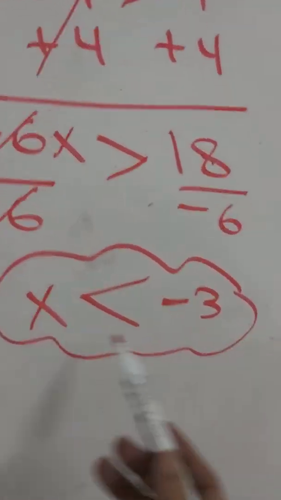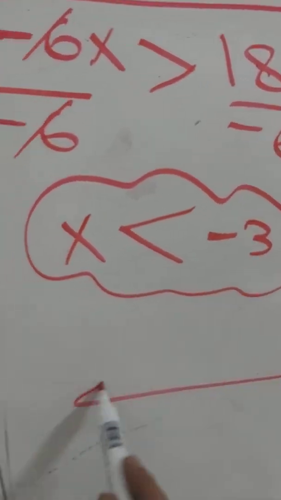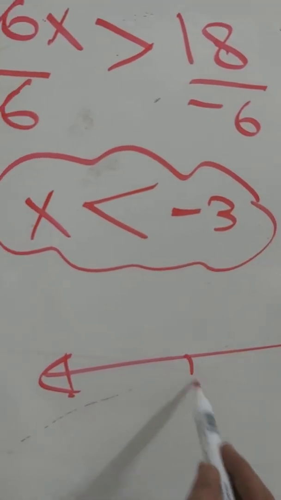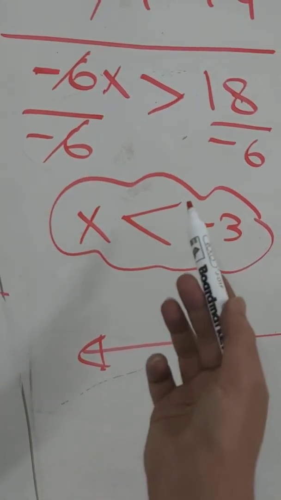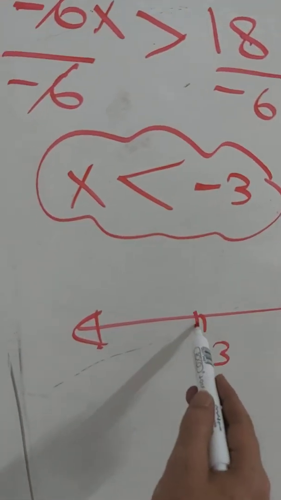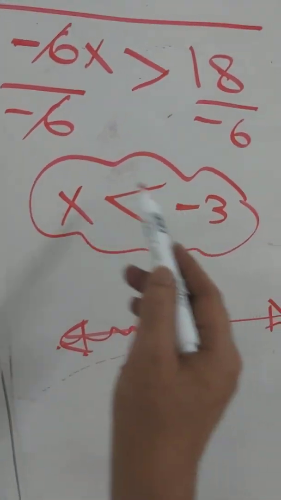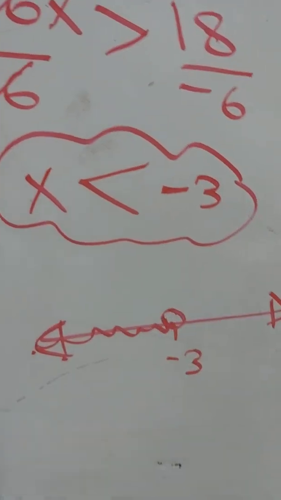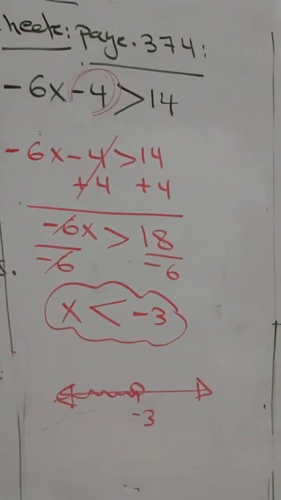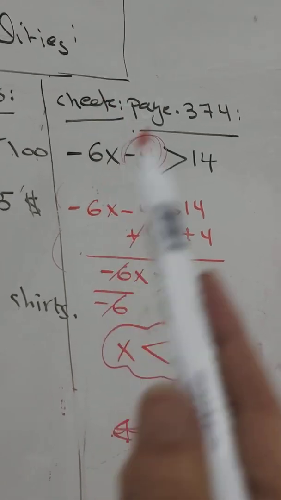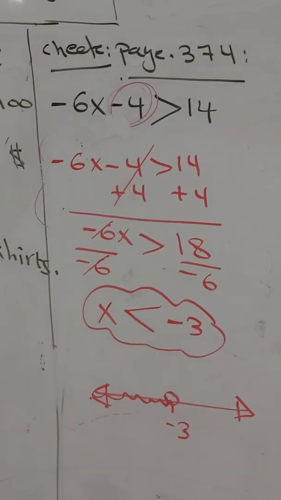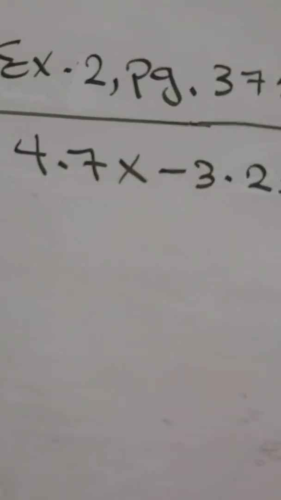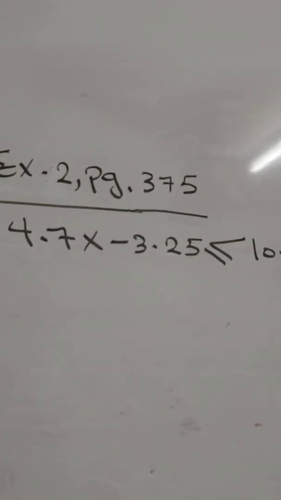Now after we solve it, we need to graph it because the question asks you to graph. Here we put negative 3, and we know if we have less than, we go to the left. And if we don't have an equal sign, we put an open circle like this. This is the check, page 374. Now I will move to the next example, which is on page 375.